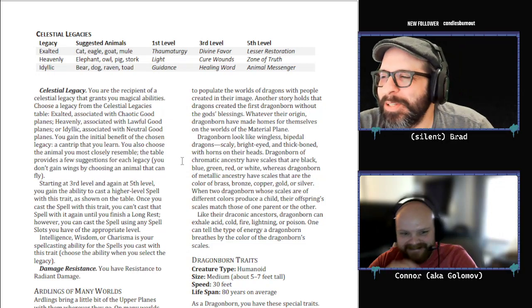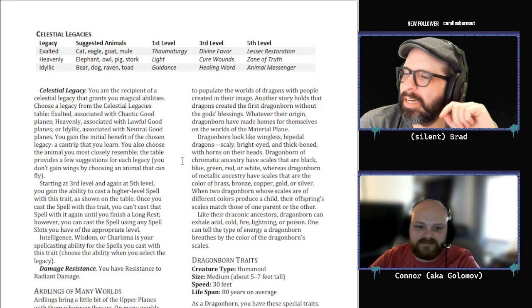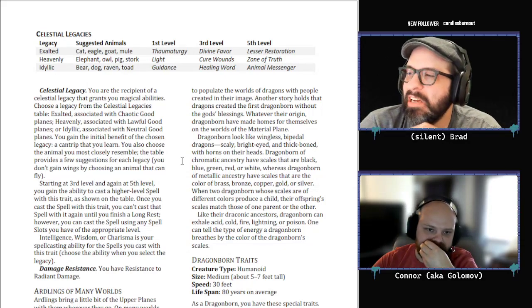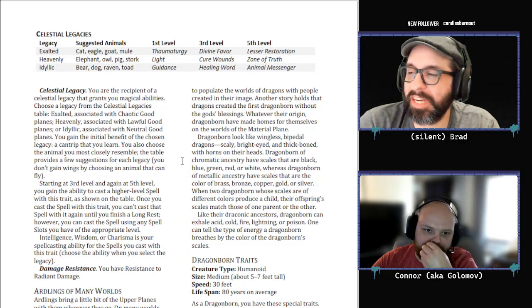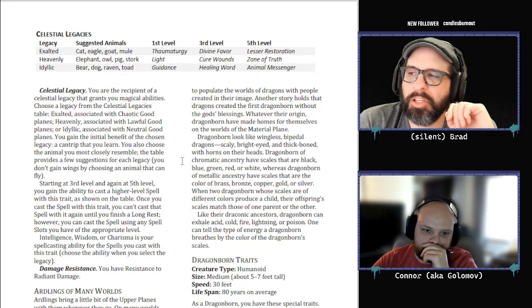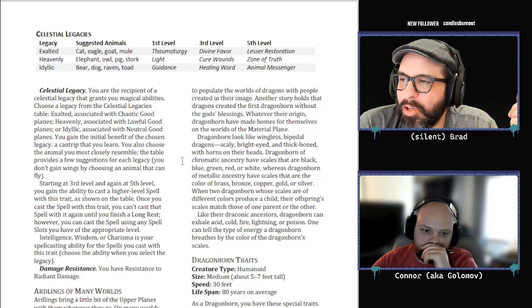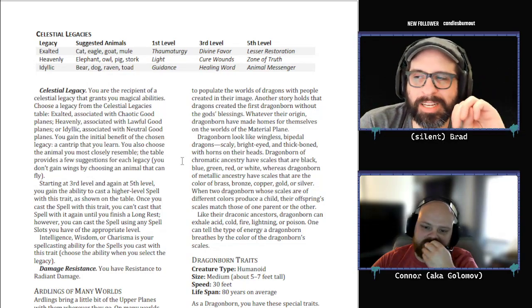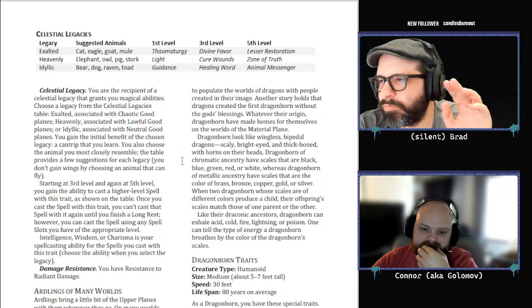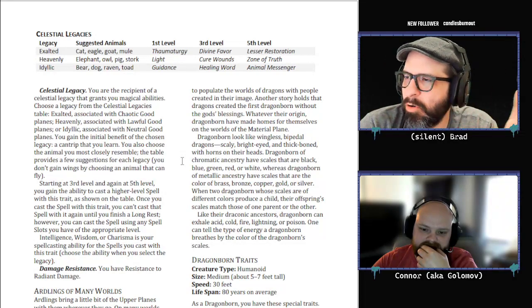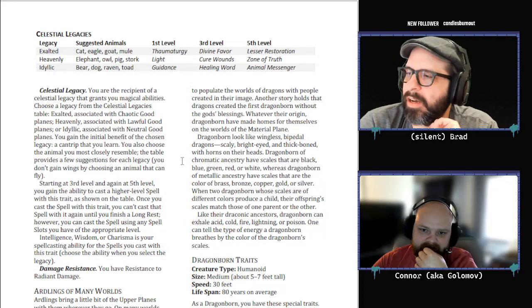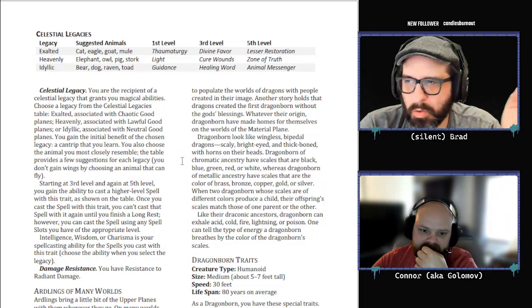So Celestial Legacies, these are the subraces. Don't need to read that whole thing because it is right in here. Exalted have suggested animals: cat, eagle, goat, mule. You get thaumaturgy, your cantrip at first level, then divine favor at third, and lesser restoration at fifth. Heavenly get elephant, owl, pig, stork. Light, cure wounds, zone of truth. And then idyllic get bear, dog, raven, and toad, which is funny.